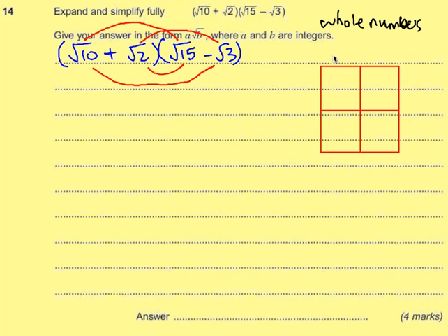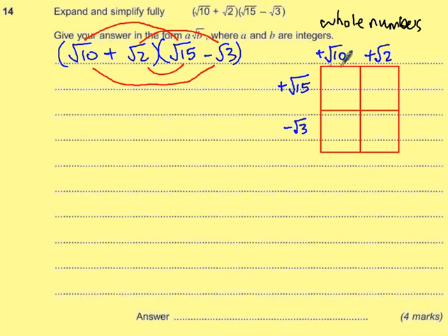Now I'm going to write my first bracket on the top, the square root of 10, which is positive, plus the square root of 2, and that's all multiplied by the square root of 15, which is positive, subtract the square root of 3. So we're now going to multiply these terms together.